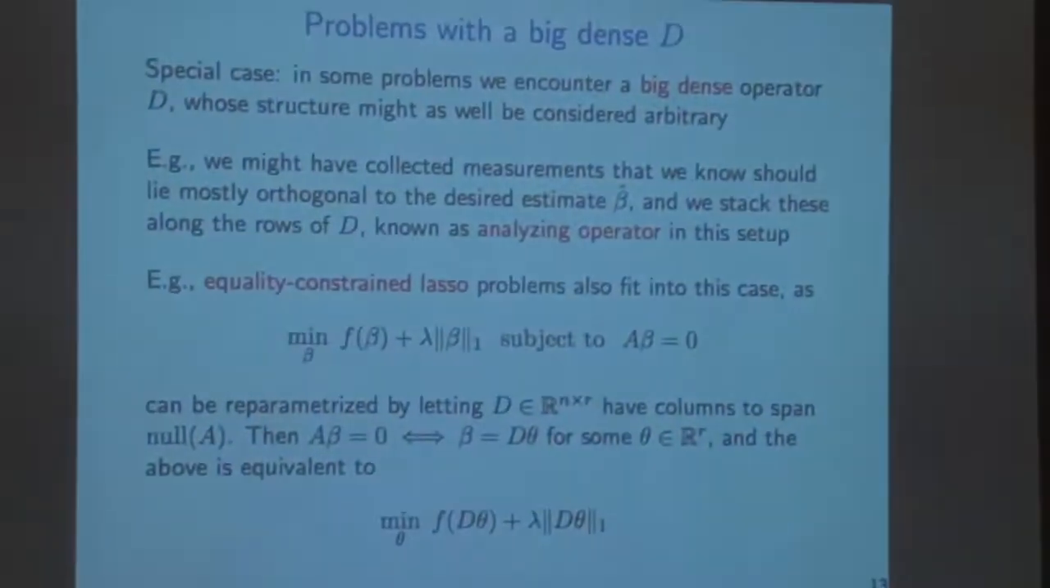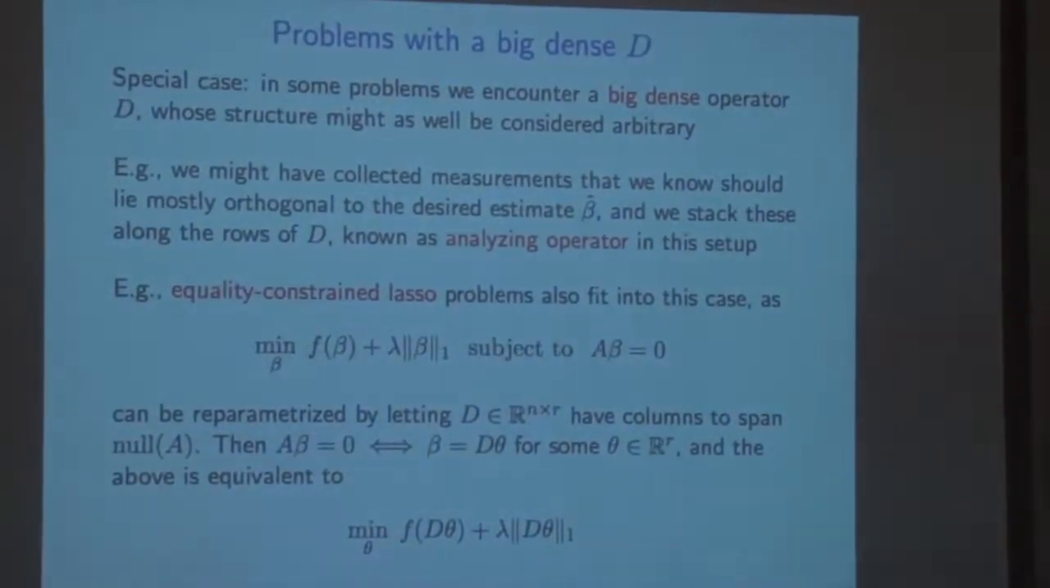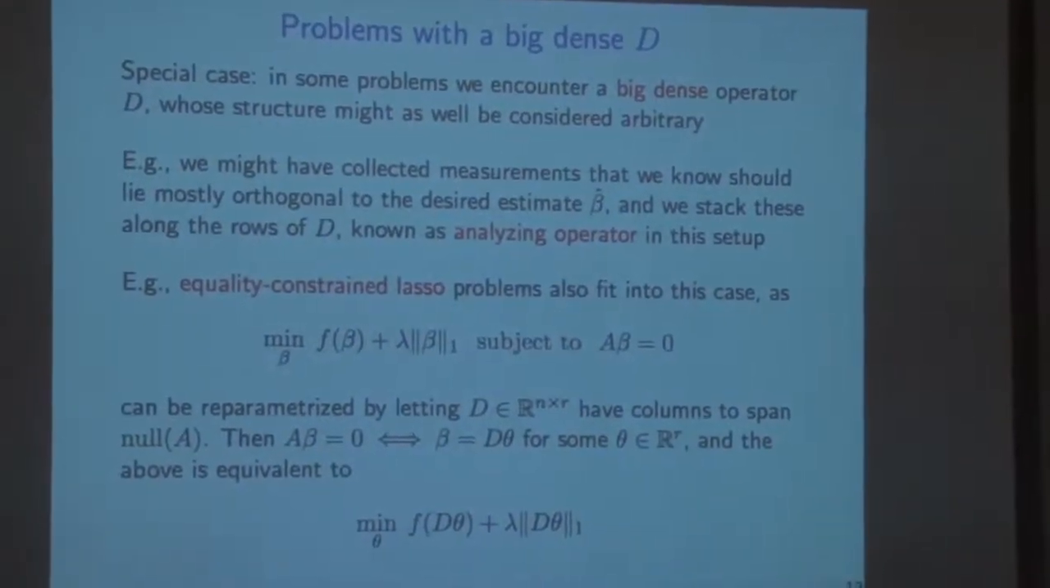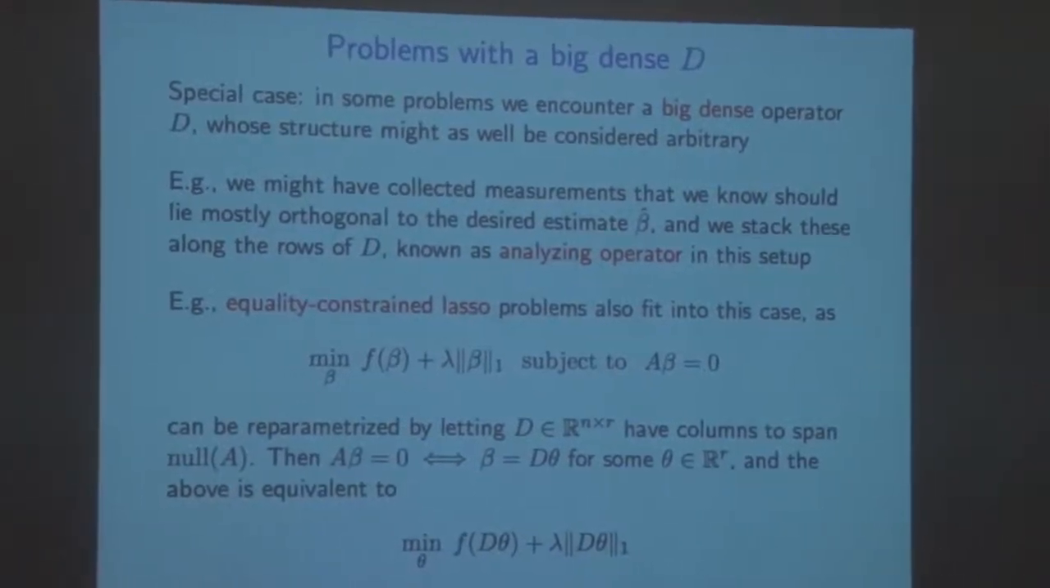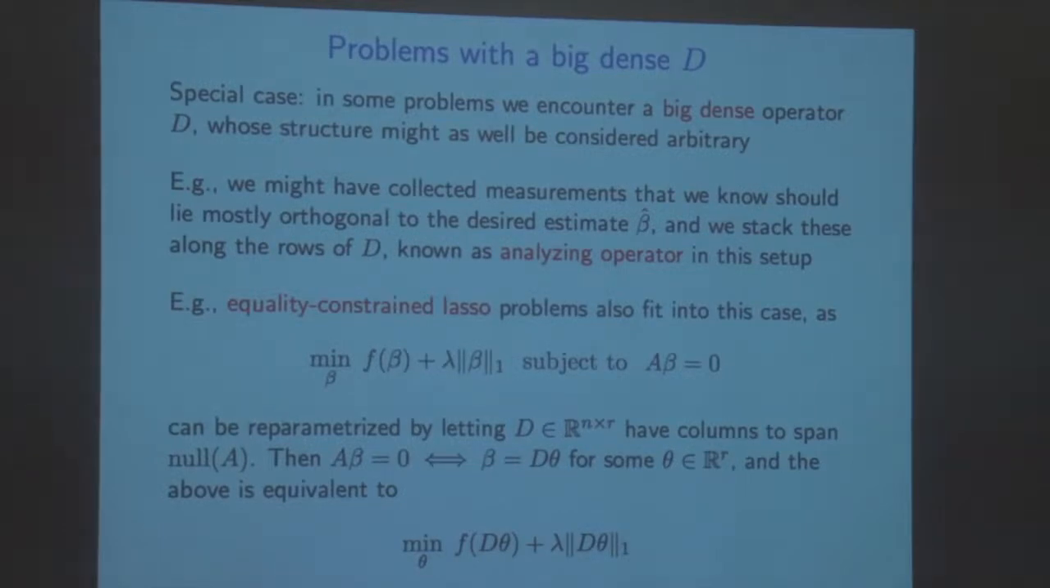So there's kind of two cases you might think of. The first is that if you were designing an experiment and you specifically collected measurements that you know should lie mostly orthogonal to whatever the desired statistical estimate is. So it was actually easier for me to measure things that I knew should be orthogonal to my estimate in some sense, in some kind of sensing experiment. This is typically called an analysis setup, and D is called the analyzing operator.